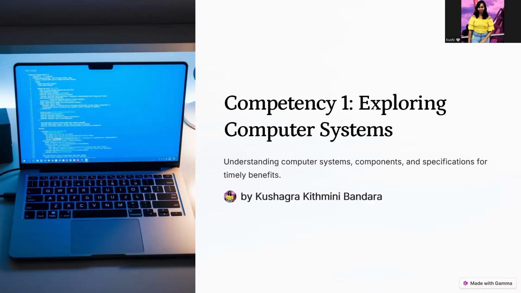when purchasing one. Before we dive into computers, let's first understand what a system is. A system is a set of components that work together to achieve a specific goal. For example, a car is a system with parts like the engine, wheels, and steering working together to move the car. Similarly, a computer follows the IPO model: input, process, and output. This model helps us understand how data flows through a system.